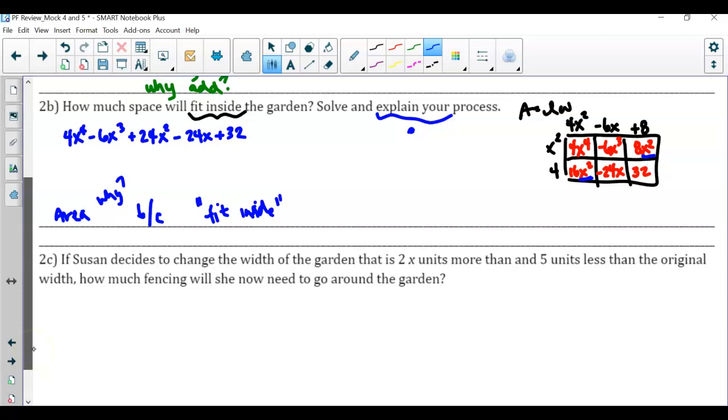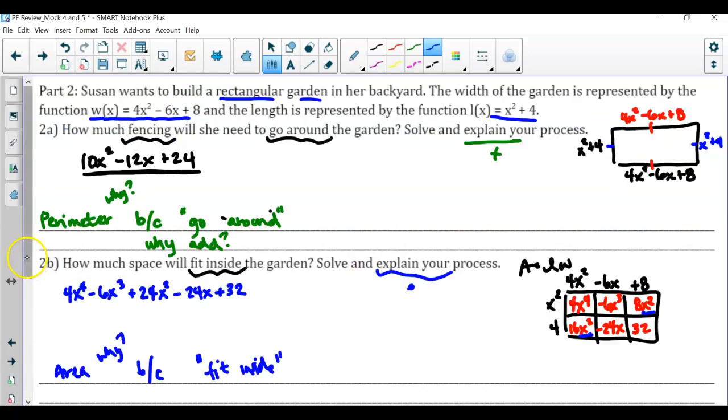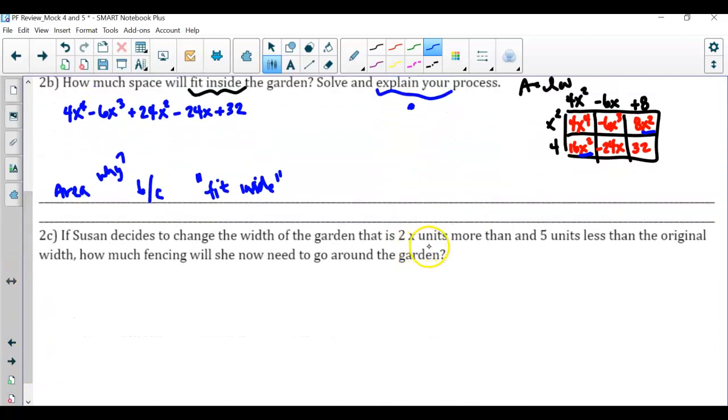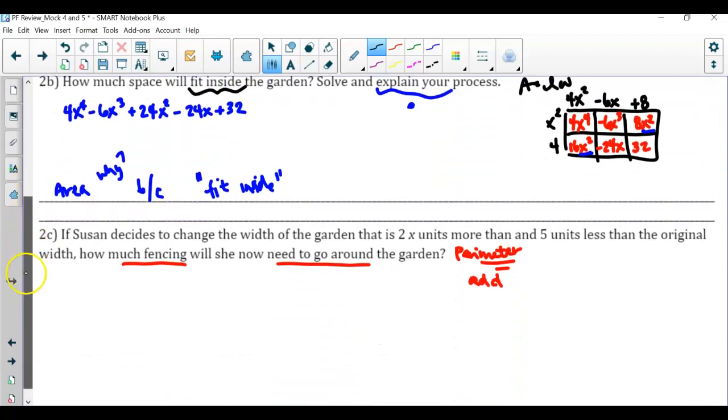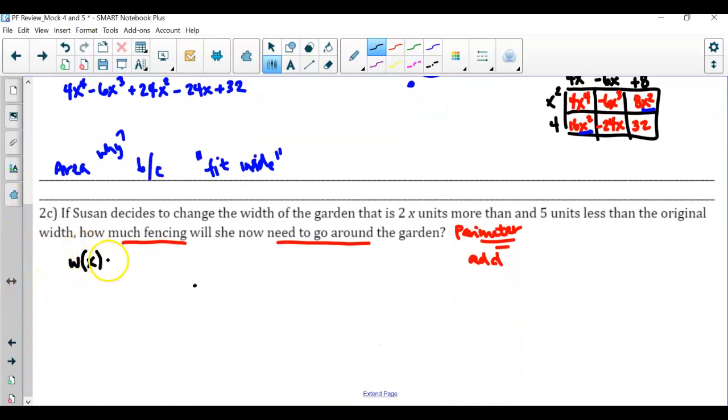Then to C. She decides to change the width of the garden. The width of the garden that is 2x units more than and 5 units less than the original width. So we are focusing on the width. All right, we're changing the width here. No matter what, though, the question is asking how much fencing will she need to go around? So again, we're going to be doing perimeter, but it's not the same perimeter where we need to add up all of the sides, right? Because we're changing the width. Well, what was the width? Well, our width originally was 4x squared minus 6x plus 8.